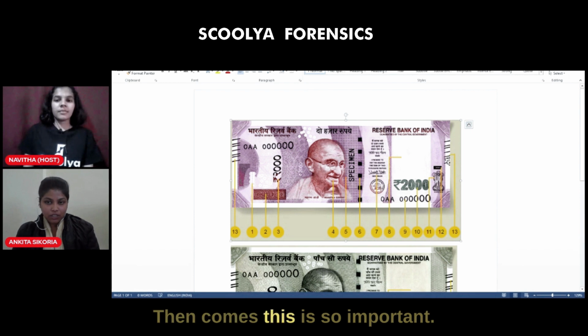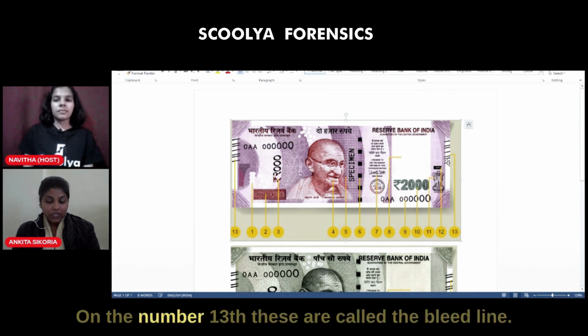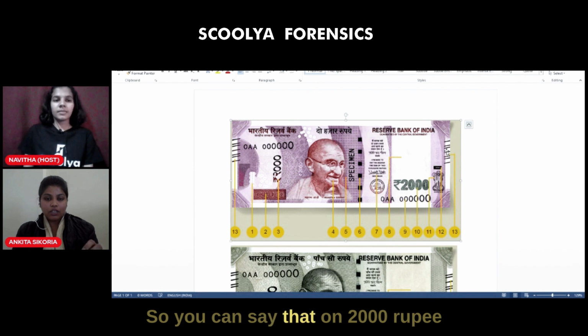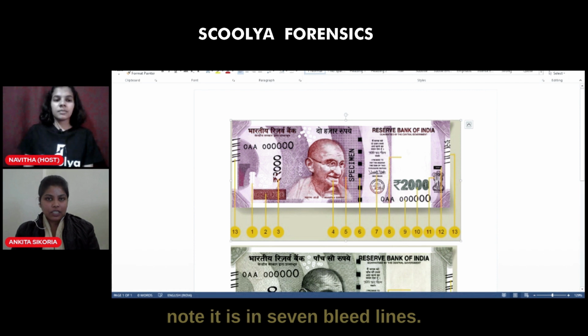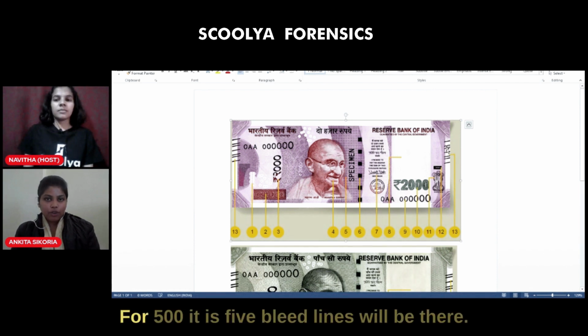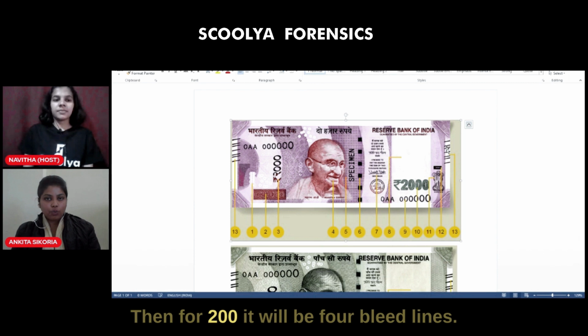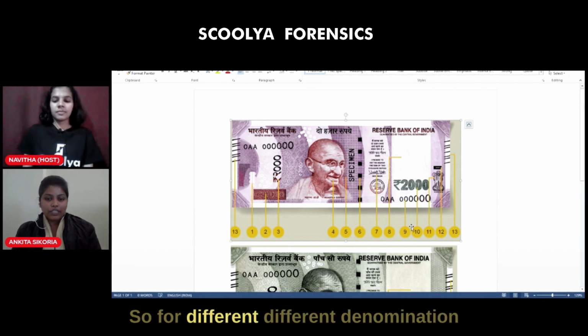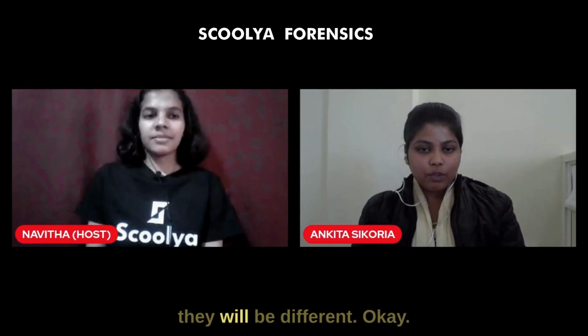Then comes number 13, which is so important. These are called the bleed lines. These have intaglio printing. On the 2000 rupee note, there are seven bleed lines. For 500, there are five bleed lines. Then for 200, there are four bleed lines, and between them two circles are present. So for different denominations, they will be different.